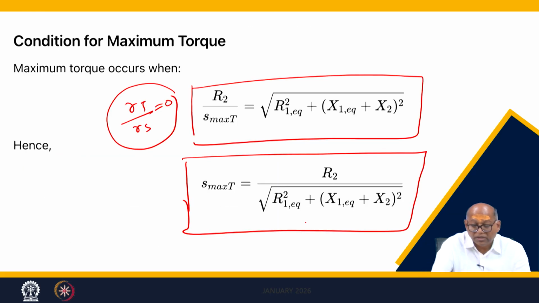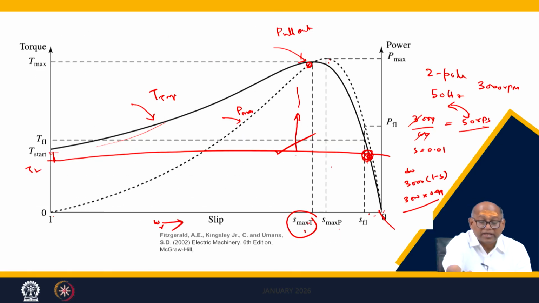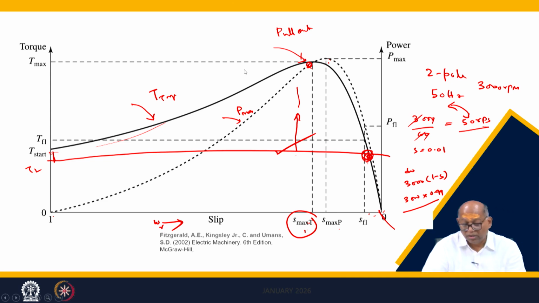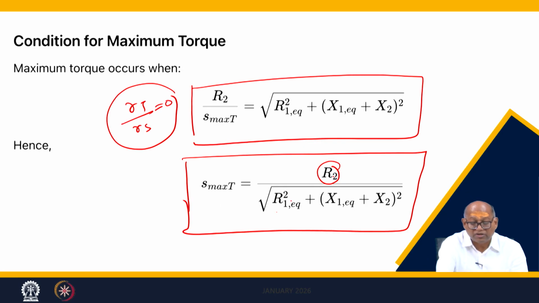It depends upon rotor resistance, also the stator equivalent resistance. If I change rotor resistance, this point will change, this will go this way or that way. So, that is another way of speed control. If I can control the stator resistance also, it will slightly change. So, depending upon this, I can change the maximum torque region. So, this is called the condition for maximum torque.